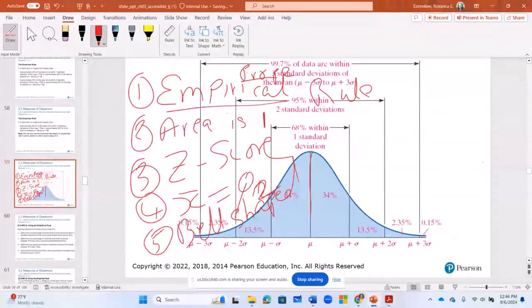All right, so we will try and explain the first one. What is the meaning of the empirical rule? We just wrote 5 properties of the normal distribution. The first one is the empirical rule: the normal curve obeys the empirical rule. Number 2, the area under the normal curve is 1. Number 3, it obeys z-score.